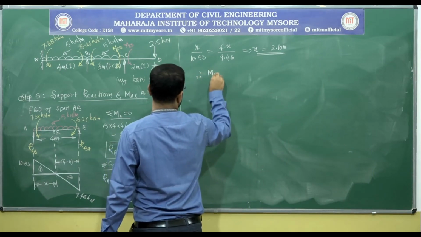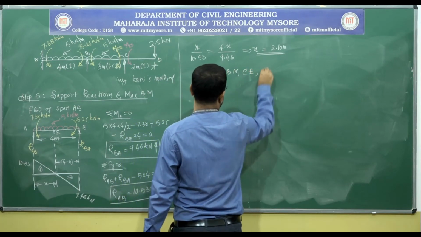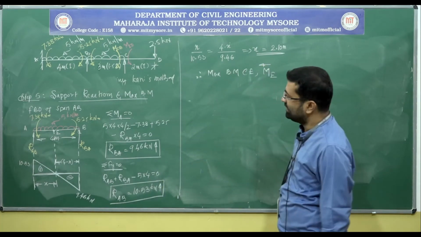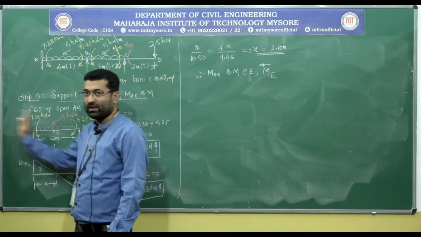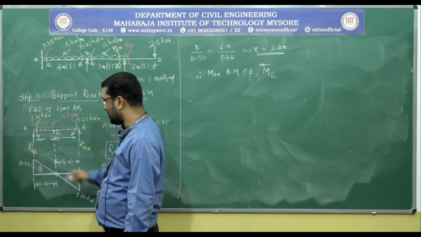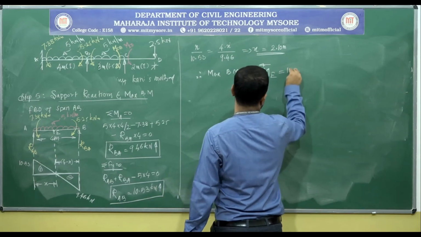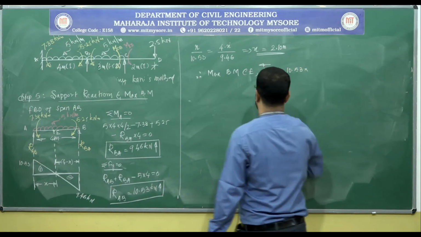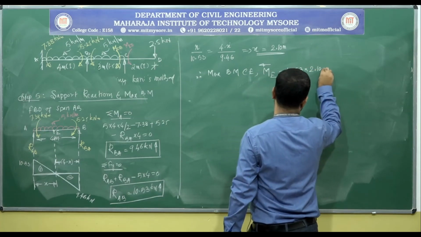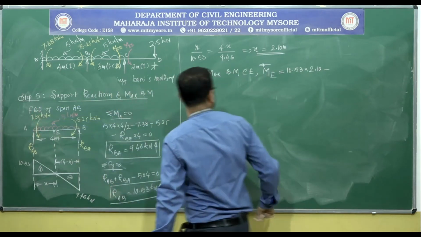Therefore, maximum bending moment at E, ME is equal to, if I calculate bending moment at E by considering the portion on the left side. So on the left side we have a reacting component RAB, which is creating a clockwise moment. RAB is 10.53 into its perpendicular distance x. So x is 2.10, minus, on the left side we have an anti-clockwise moment.